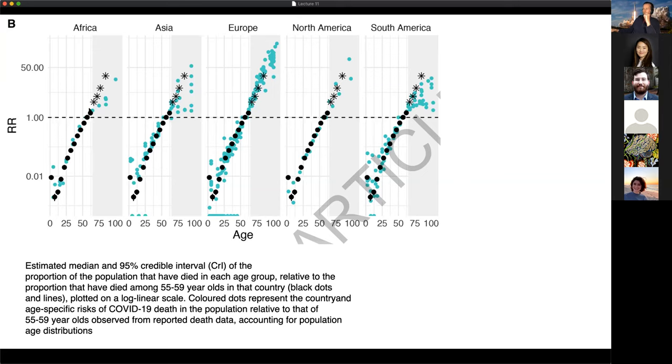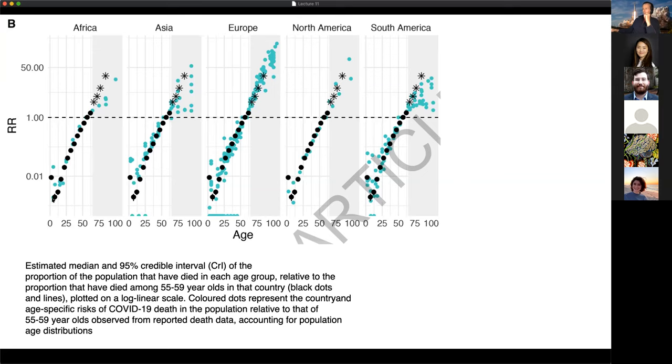So if your risk of dying from COVID is one, whatever it is, in 55 to 59, and if it's below one, you're less likely to die than that age group. And if it's above one, you're more likely to die than this age group. And this is a logarithmic scale. So this is one, this is one in 100, and this is 50.